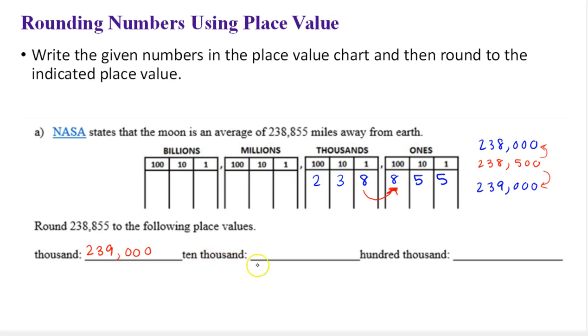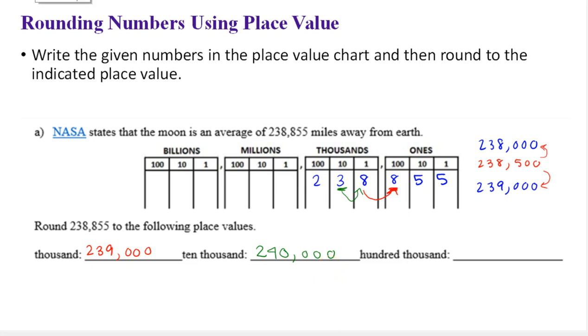Okay, now let's try a more streamlined approach. So for the 10,000s place, well, here's the 10,000s digit. The digit to the right is 8. That's 5 or larger. So I'm going to add 1 to this digit. So I keep everything to the left. So I keep my 2. I add 1 to 3 and make all of these zeros. So 0, comma, 0, 0, 0. Okay. So to the nearest 10,000, it's 240,000.